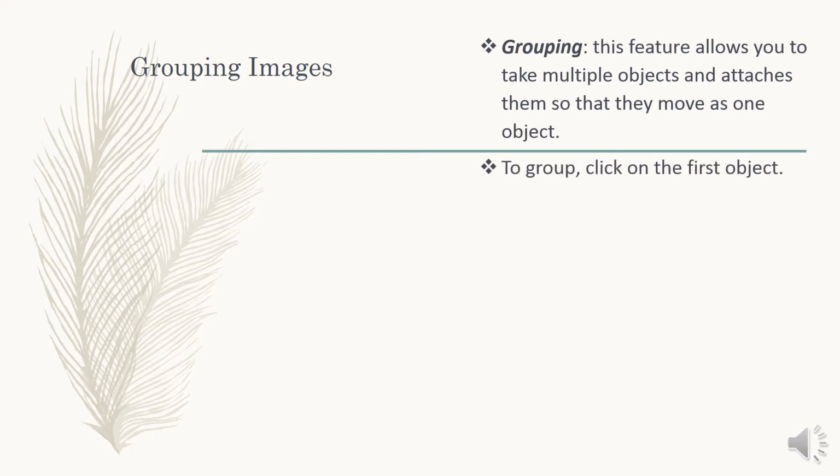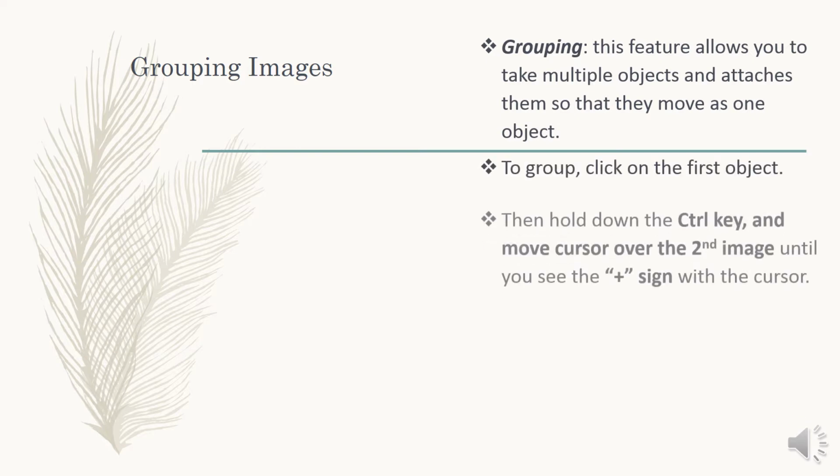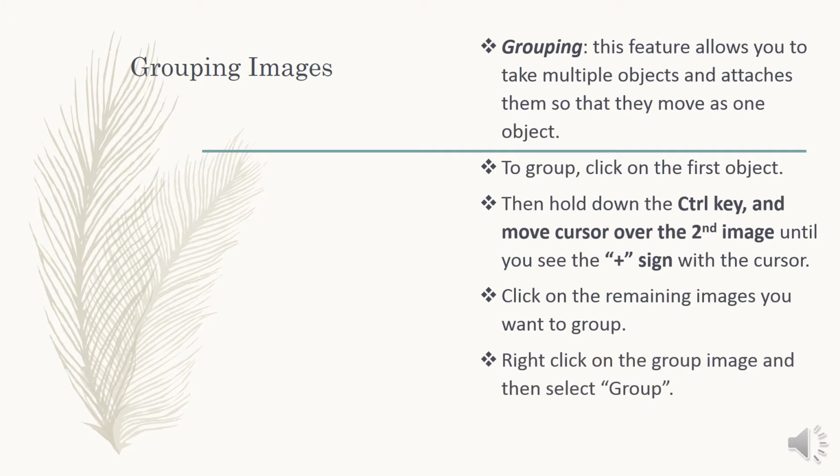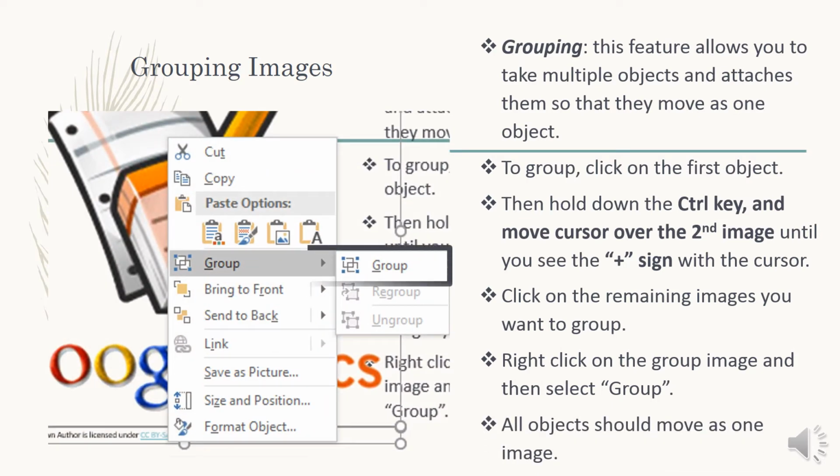To do that, click on the first object, hold the Control key down, and move your cursor over the second image until you see the plus sign that attaches itself to the cursor. Then continue to click on all the objects you want to group under one image. Once you have all the independent images selected, right-click on the group image and then select Group and then Group. All images, or objects, should now move as one image.